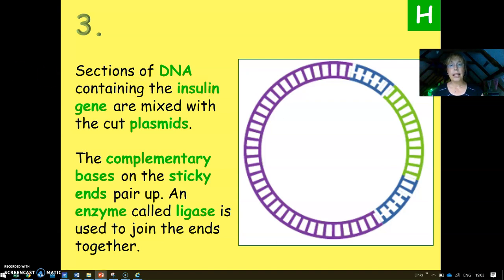Right, so it says here, sections of DNA containing the insulin gene are mixed with the cut plasmids. The complementary bases, so remember the A with the T, the C with the G, on the sticky ends pair up, and then another enzyme called ligase is used to stick it together. So there are 2 types of enzymes involved in this process. Here you can see it all being stuck together on the diagram. Pause the video and copy that down.